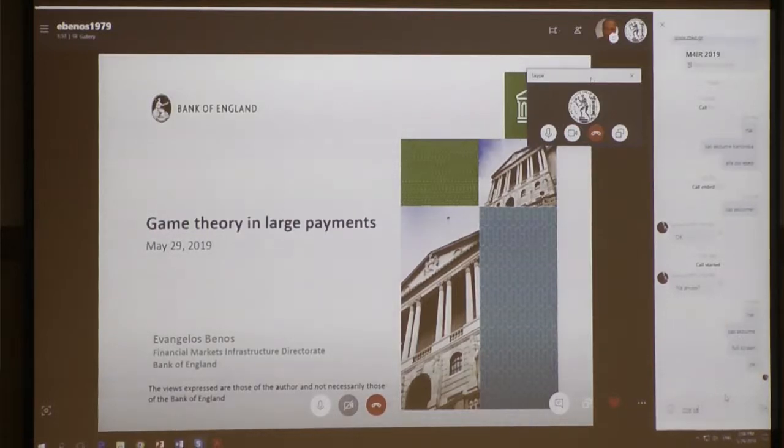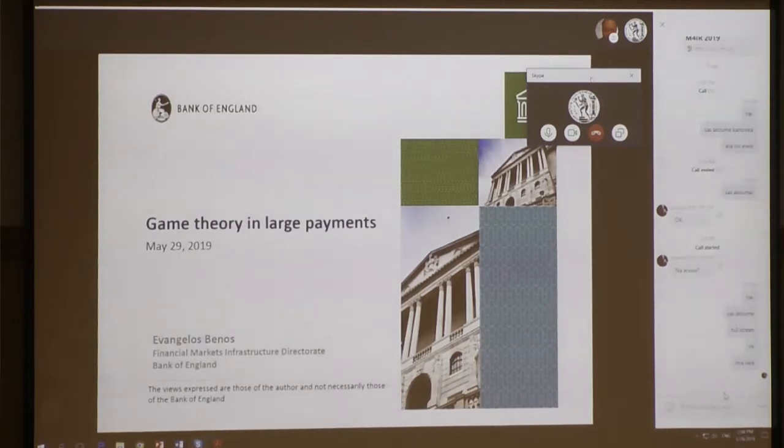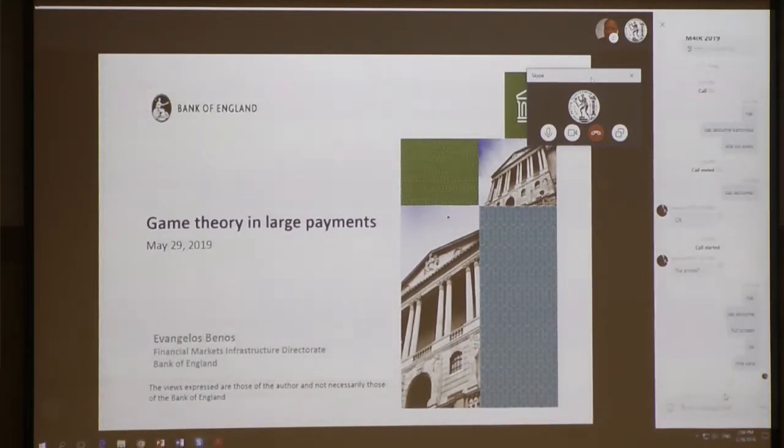So, what we're going to talk about today is game theory in large payments. And what I want to do, essentially, is give you an example of how important and how useful mathematical and economic models can be in determining and influencing real-life policy. I'm just going to pick one example from payment systems and large payments, just to demonstrate this single thing, how useful and powerful models can be.